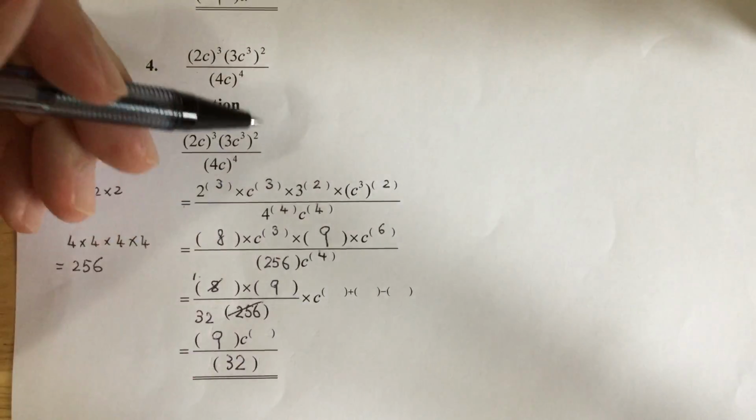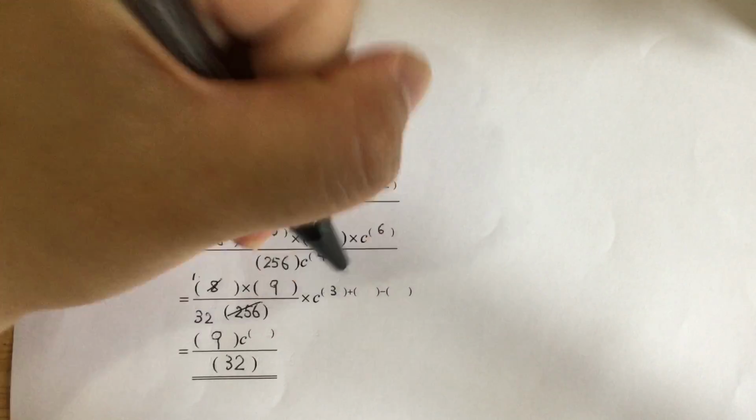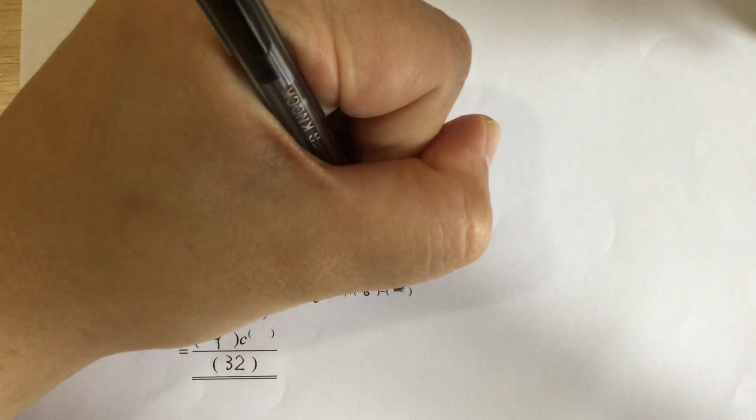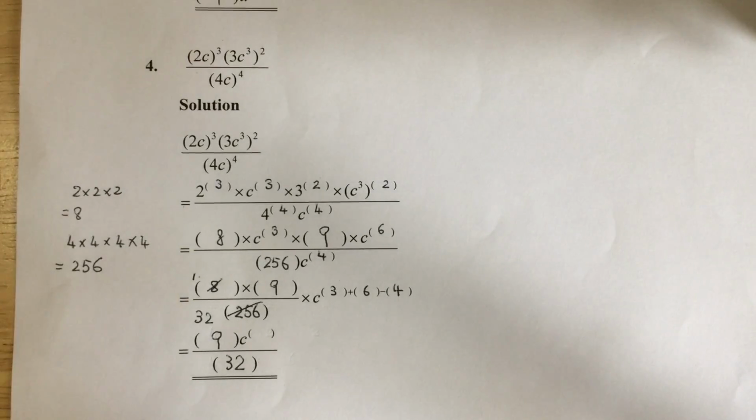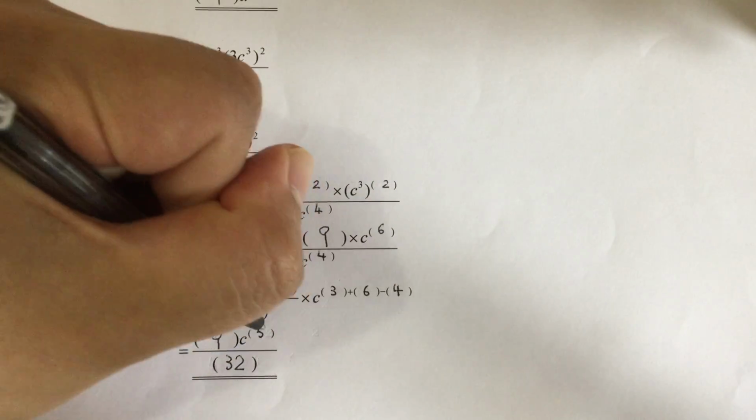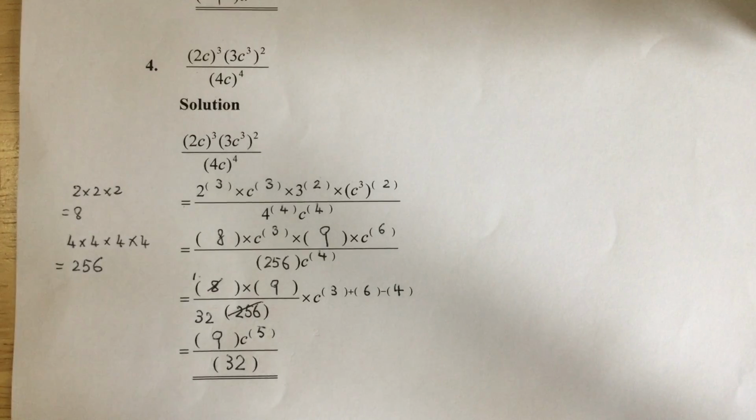And then for C, the top is 3 plus 6 minus 4. That is 9 minus 4. So we will say that the top is greater, so we have C to the power 5 in the numerator. So you can solve the problem easily.